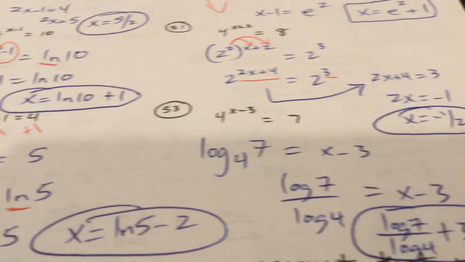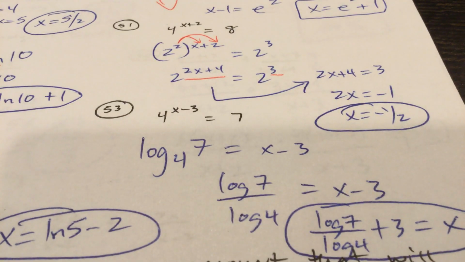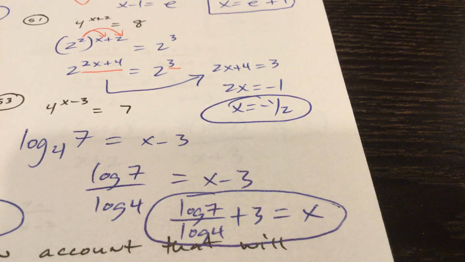Now 53 is the way I showed in regular Algebra 2, and I think it's the way we're going to do it right now, especially since my graphing calculator is upstairs. 4 to the x minus 3 is 7. I can write that in logarithmic form. Log base 4 of the answer 7 is x minus 3. Change the base form. This says log of 7 divided by log 4 equals x minus 3. Add 3 to both sides. So that is my answer.